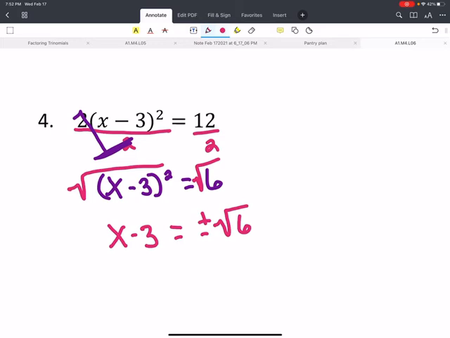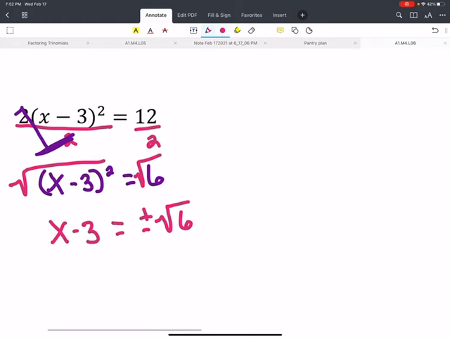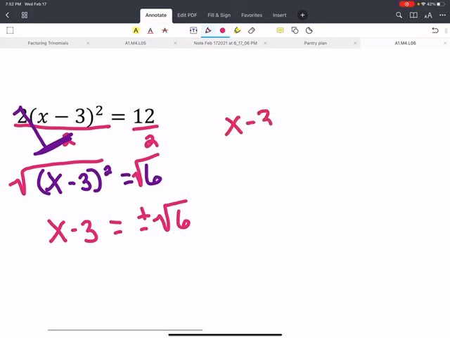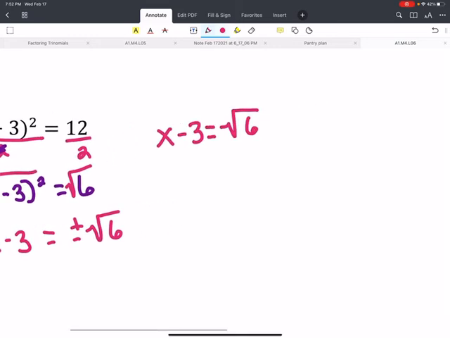Because again, 6 is not a perfect square, so we're going to leave it as plus or minus the square root of 6. So I have to write this problem out two different ways. x minus 3 equals the square root of 6 positive, and x minus 3 equals negative square root of 6. Make sure your negative is on the outside. If it's on the inside, that means something totally different.